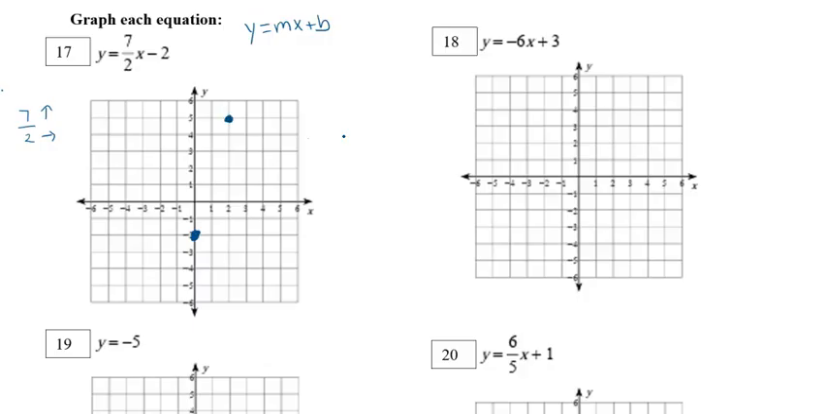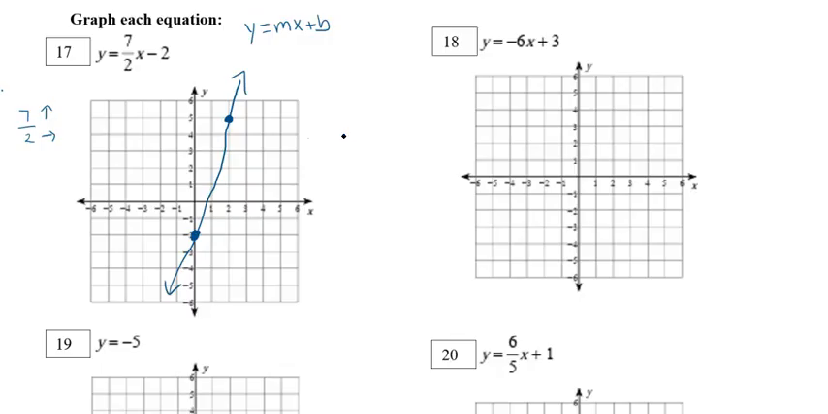Normally we try to get at least 3, but if I were to keep counting here to 7, I'm way off the graph. If I reverse it and go down, I'm still off the graph. So if we can only fit 2, we can only fit 2. All right, and then we draw our line with arrows on either side.